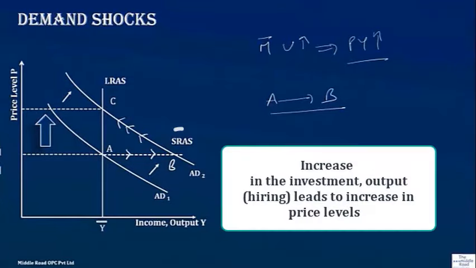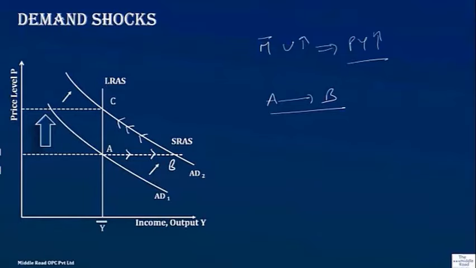Now at point B, the output is more than the natural output. There will be more recruitment of people, more investment. This ultimately leads to an increase in the price levels. An increase in the price levels would actually shoot up the wages of the employees. The economy goes back to point C. Increase in the price level, which is why Y is constant.